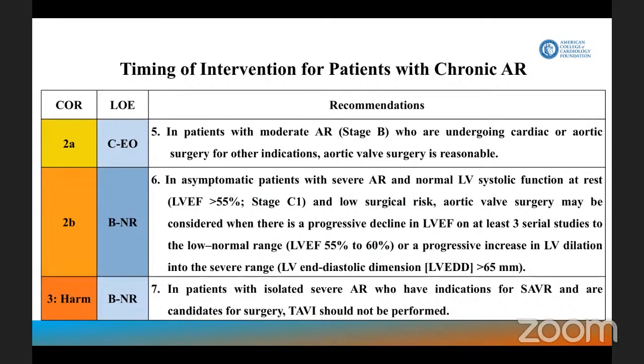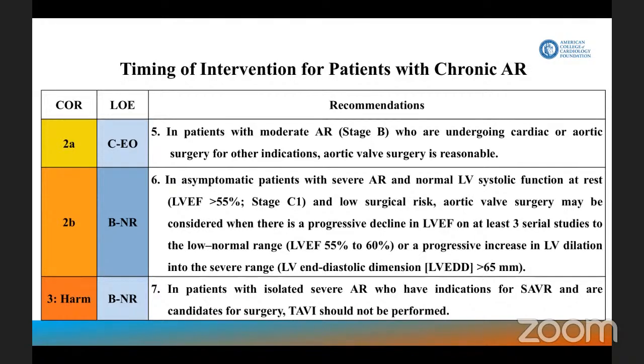Unlike having a patient with moderate aortic stenosis undergoing other cardiac surgery, where it's a class 2B to intervene. For asymptomatic patient with severe AI and normal LV systolic function at rest, stage C1, with low surgical risk, then aortic valve surgery may be considered when there is a progressive decline in the LV ejection fraction on at least 3 serial studies to the low or low normal range, between 55 to 60%, or progressive increase in LV dilatation into the severe range when we have the end diastolic dimension of more than 65 millimeter.